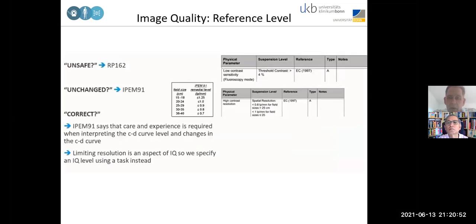Here the contrasts are given. The threshold should be less than 4%. The spatial resolution is 0.8 line pairs per millimeter for field sizes larger than 25, and for field sizes smaller than 25 it should be 1 line pair per millimeter. That is a little bit less than for conventional radiotherapy.